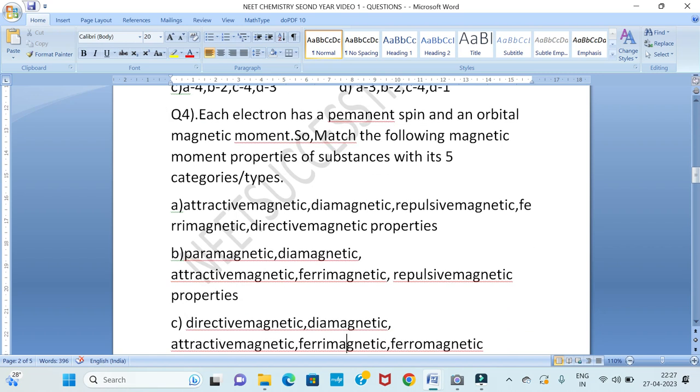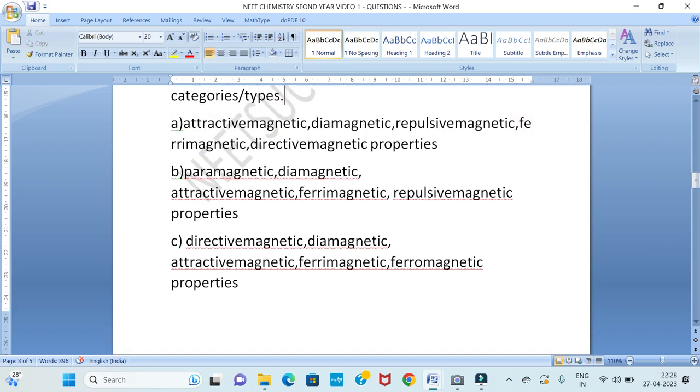So next, fourth question. Each electron has a permanent spin and an orbital magnetic moment. Match the following magnetic moment properties of substances with its 5 categories or types. Here I have given 4 options.